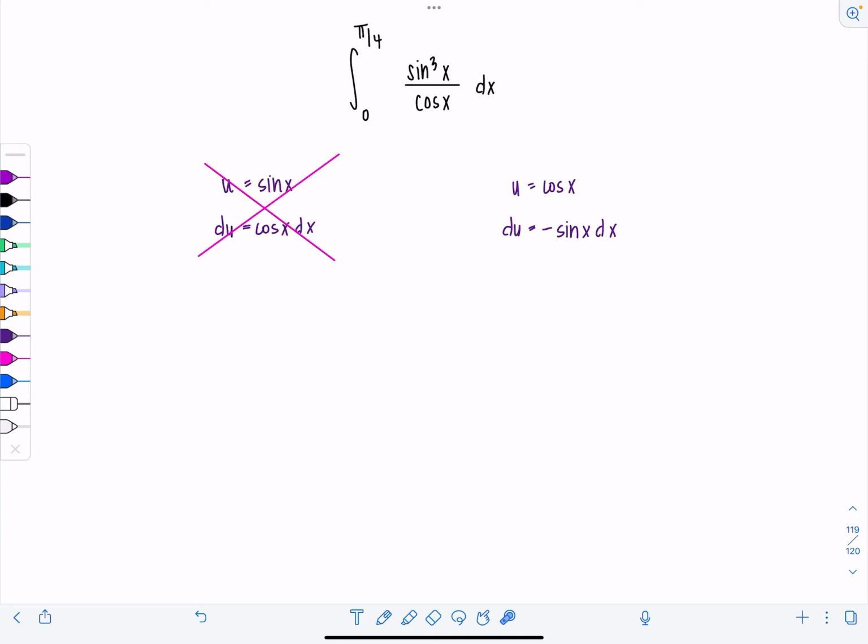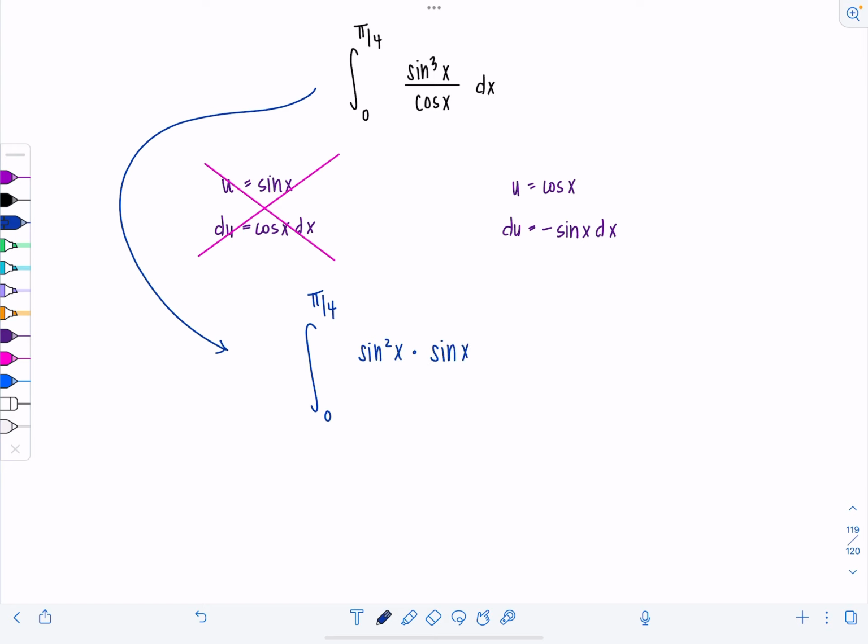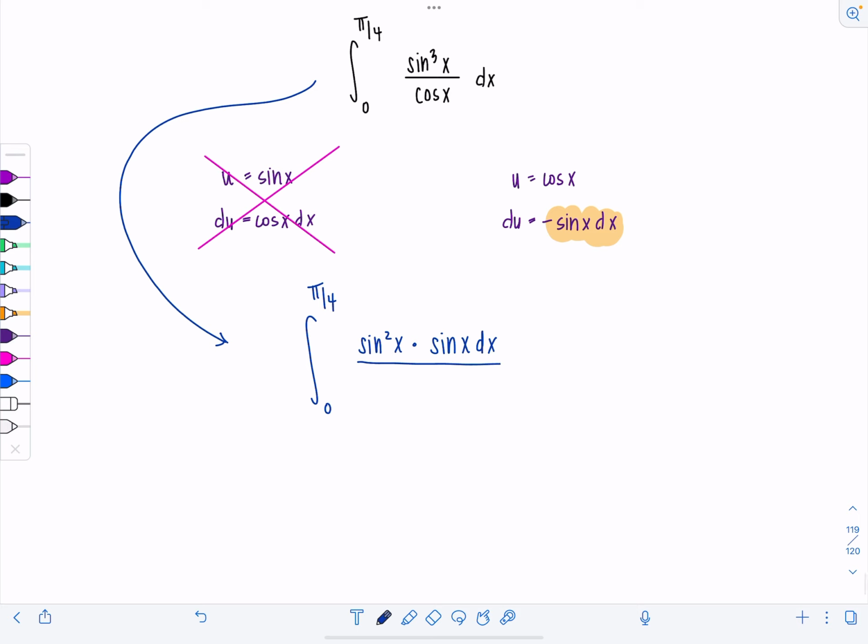If u is going to be cosine x, then I need everybody besides one of the terms to be sine x. So what do I mean? We have here integral 0 to pi over 4. Sine cubed x is sine squared x times sine x, I'm breaking off one of the sine x's because I'm getting ready to do this little u sub here. Yes? Okay, good. Over cosine x. Never mind, there's a negative. It's not a big deal. Negative du is sine x dx, right?